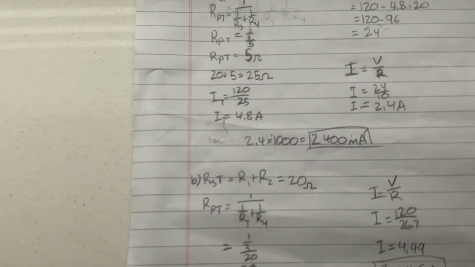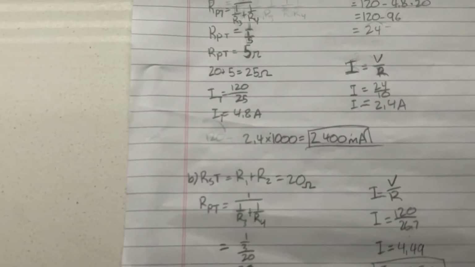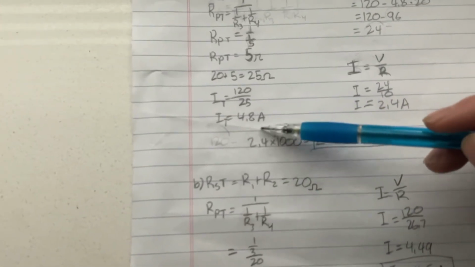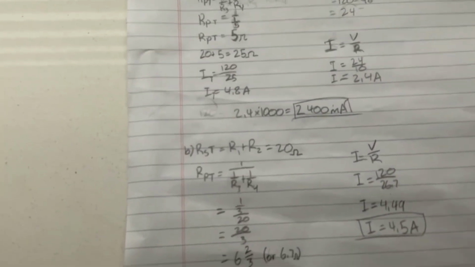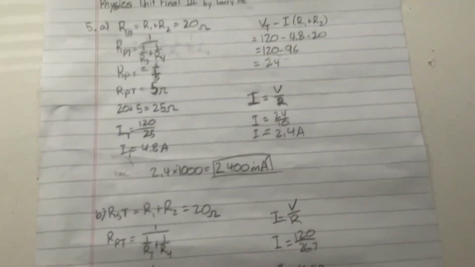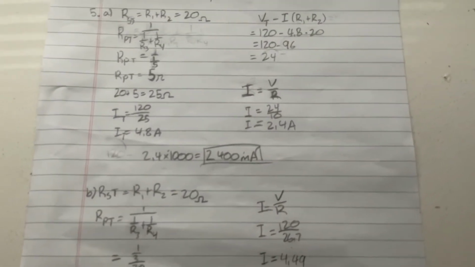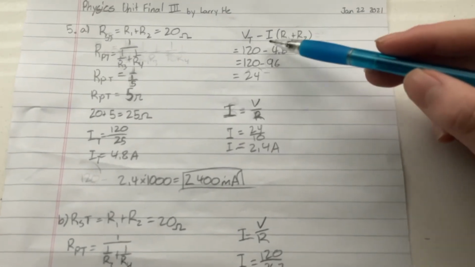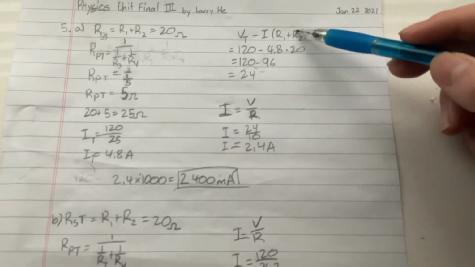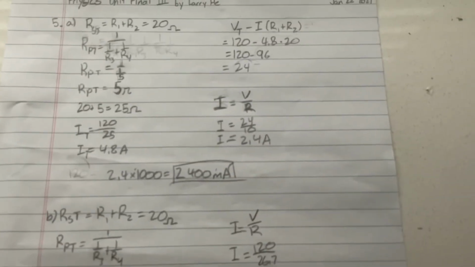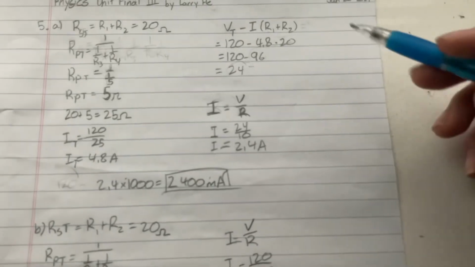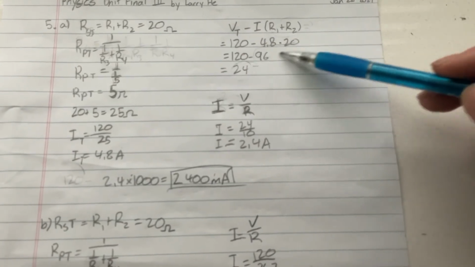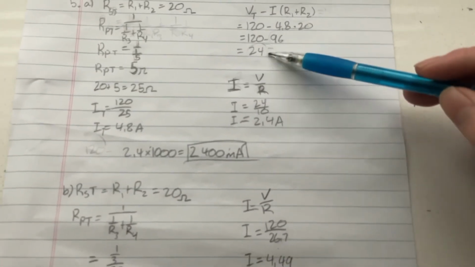And using the formula for current, V divided by R, we get 120 divided by 25, which equals 4.8 amperes. But wait, that is not all. That's the current through the total circuit. But we need to find the voltage drop going into resistor 3, which is the total voltage, 120, minus the current times R1 plus R2, which are the resistors that it goes through. And we have 120 minus 96, which equals 24.